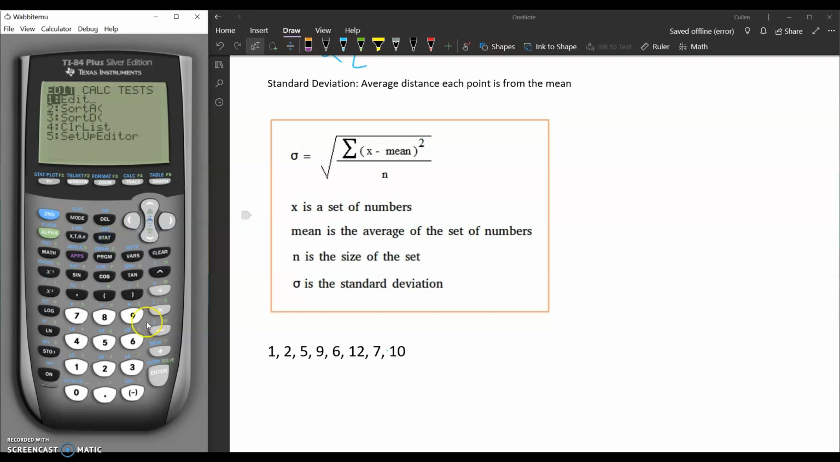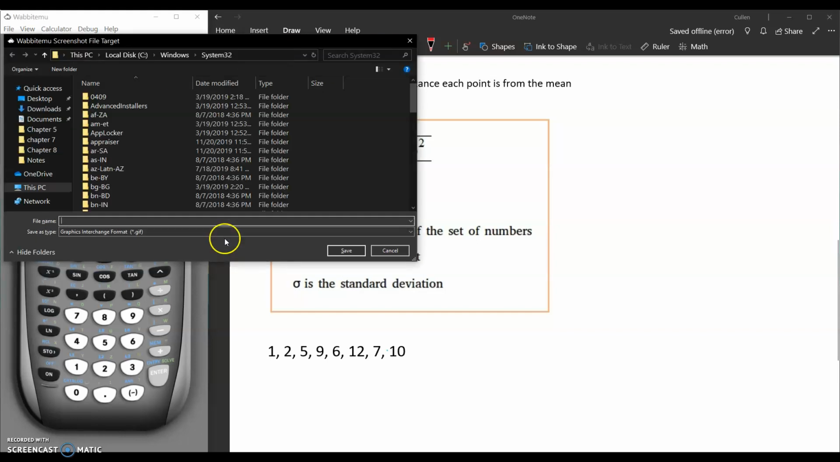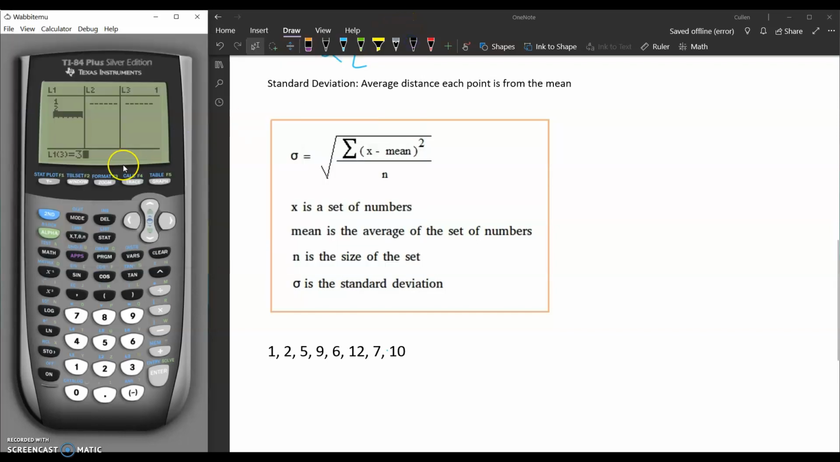You want to go back to Stat and Edit. If you have numbers in your calculator from the last problem or from something else, just select the L1 list and clear it out. You can just do clear and hit enter, and it'll clear out all the stuff that's in there. Now we're going to put this set down here at the bottom into our calculator. This is going to be our example. 1, 2, 5, 9, 6, 12, 7, 10.